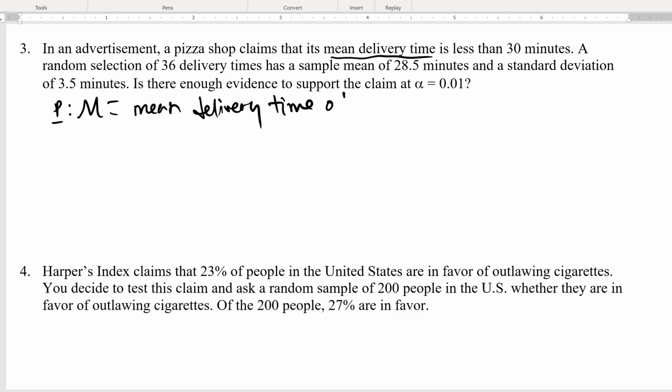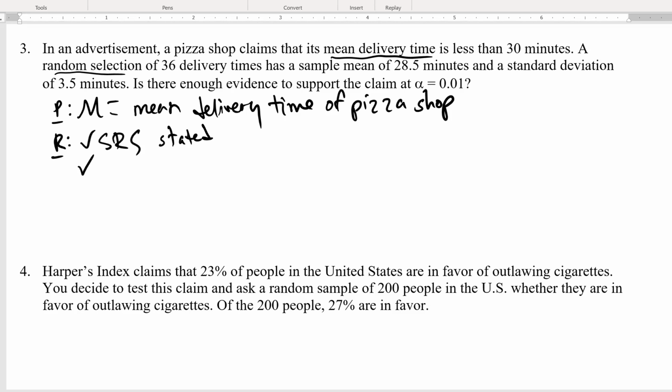Pizza shop. Requirements: data should be collected. It says a random selection, so I don't have to assume this time. I will put that it was stated.